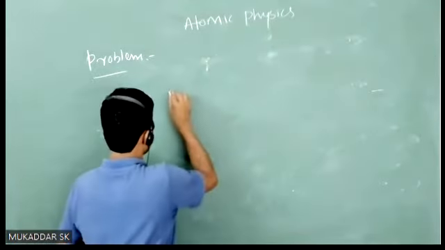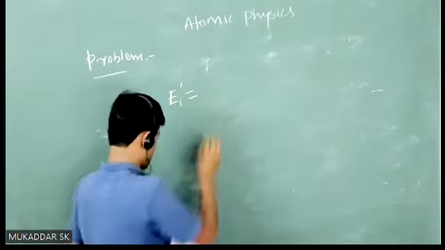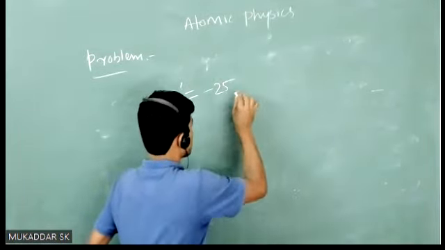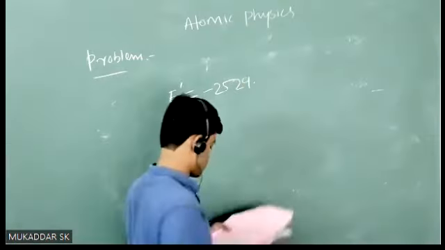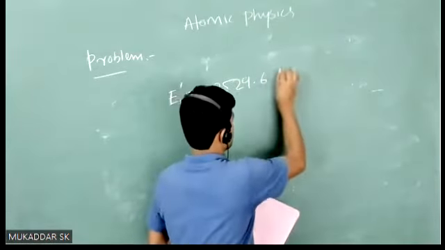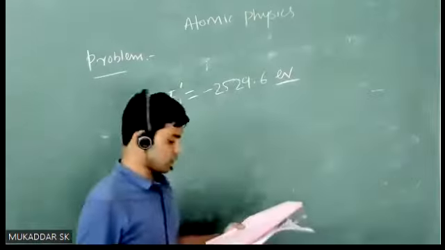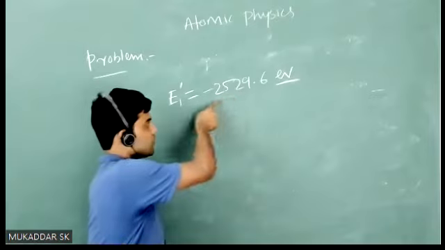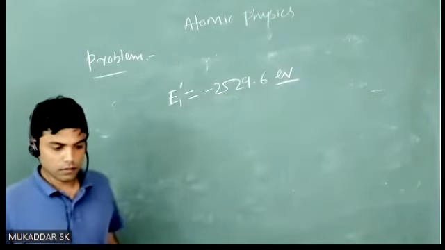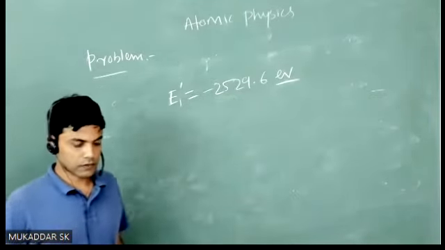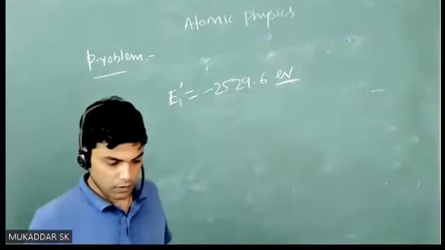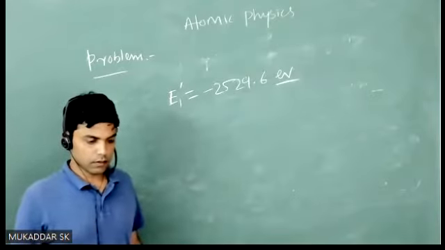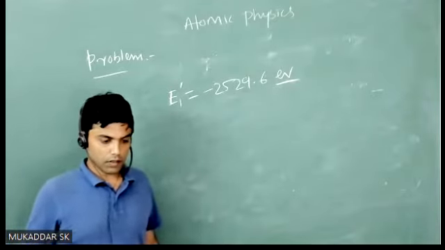I have calculated it. I got around E1 dash is minus 2529.6 electron volt. You can check also. Okay, everyone is getting this kind of number. Sorry, I didn't get it. Are all getting like this? Yes, sir. Okay, very good. All others?